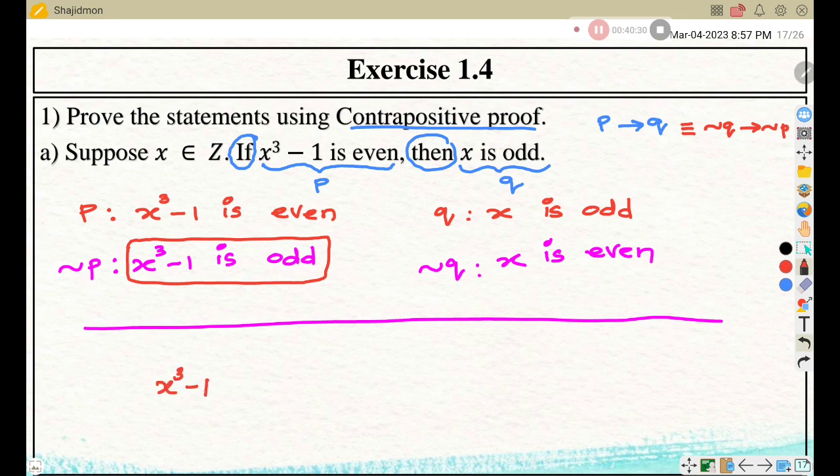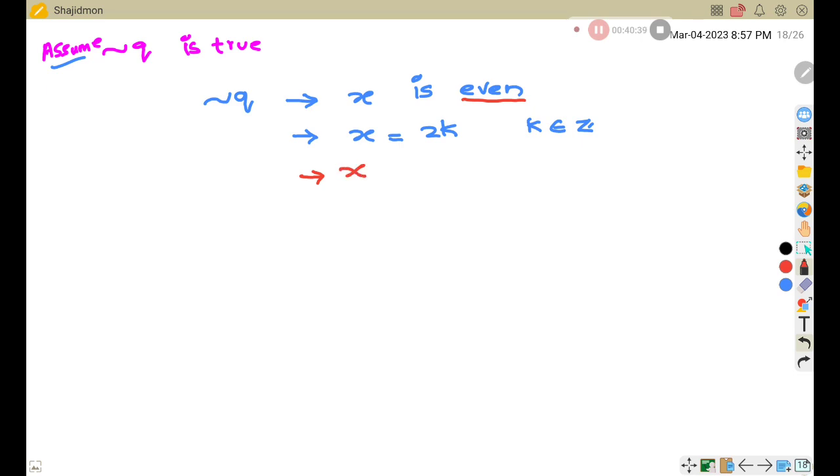Is it odd or not? If it is odd, negation p is also true. So just to start from here, x power 3 minus 1, correct? So x power 3 minus 1 equals, what is x actually? x equals 2k. Just before, the step we wrote, correct? x equals 2k. So just apply x here.